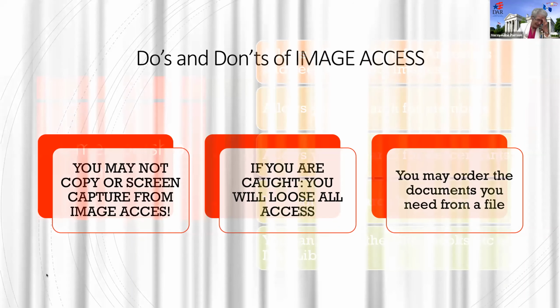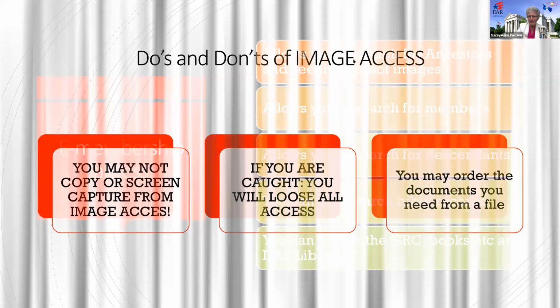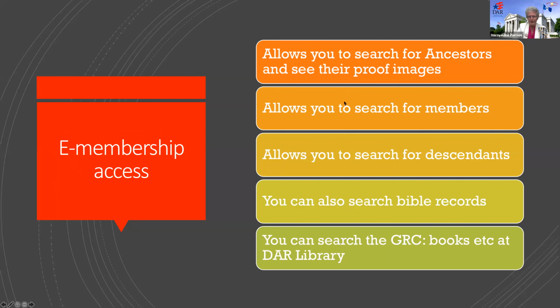So, e-membership access allows you to search for ancestors and see their proof images. It allows you to search for members. It allows you to search for descendants. And you can search under the descendant screen advanced and with additional information that helps you find people better. There's a Bible record search place. You can search the GRC and books that are there.